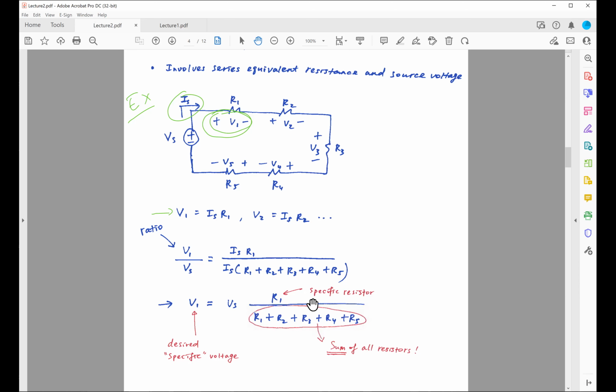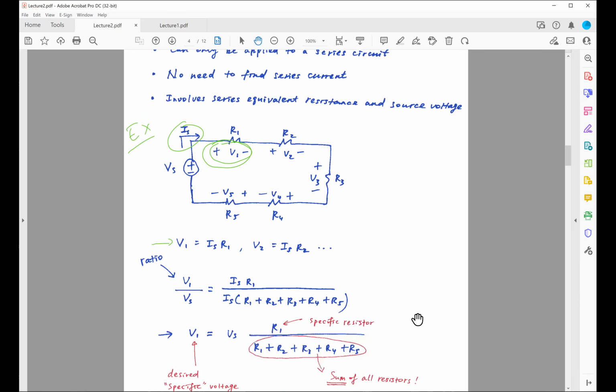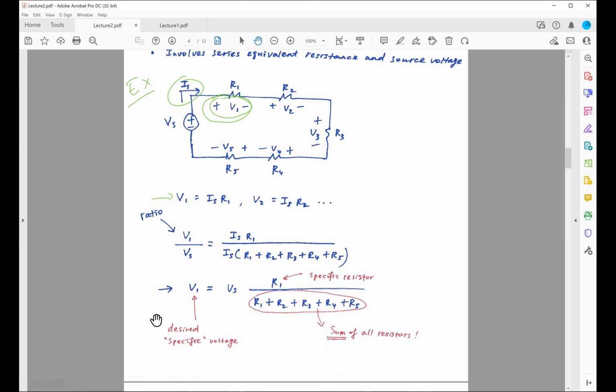So now, as you can see, in this equation there is no series current needed. Okay? We only use series current in this equation here when we try to derive this final equation, right? But eventually this IS on the top and bottom will drop out.